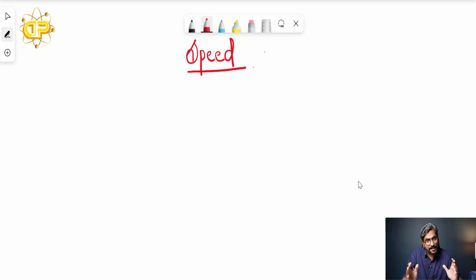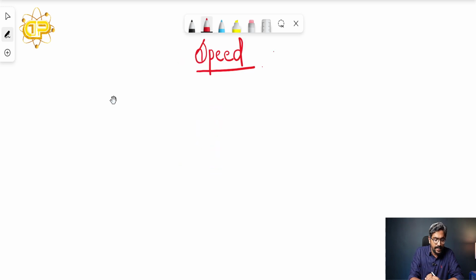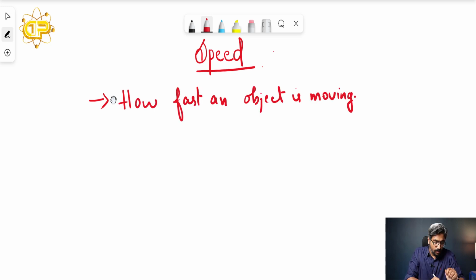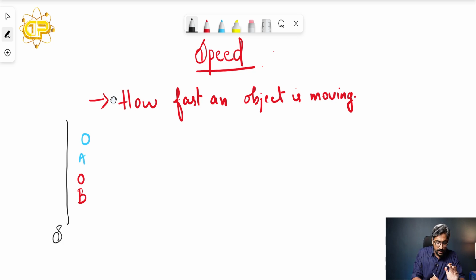So the first topic, that is speed. What do you mean by speed? Speed is a physical quantity that determines how fast an object is moving. Consider two objects. This is object A and this one is object B. Just imagine that these two objects are moving from the same origin. Now, this is a starting point and this is the ending point.